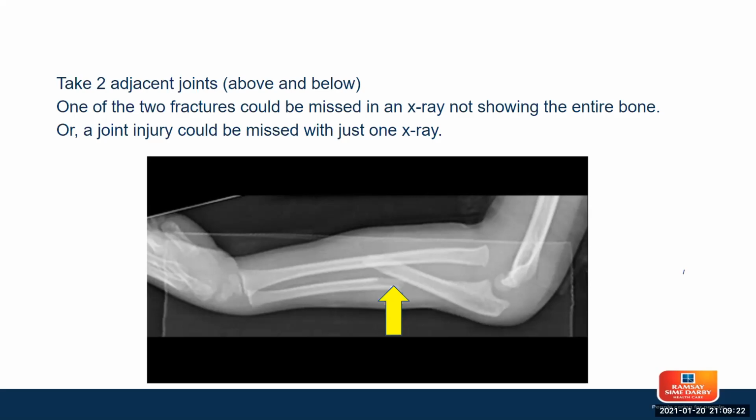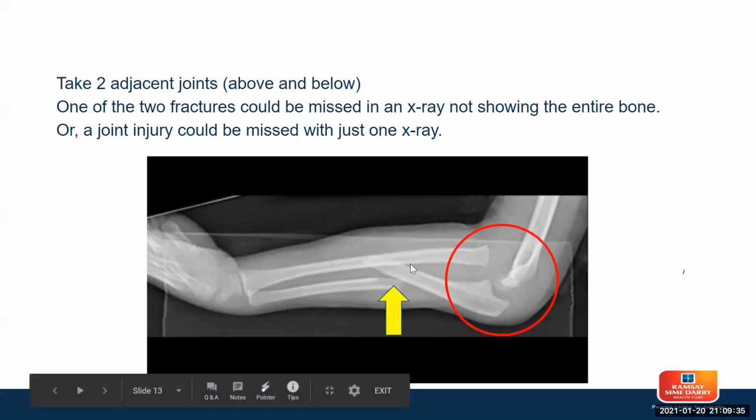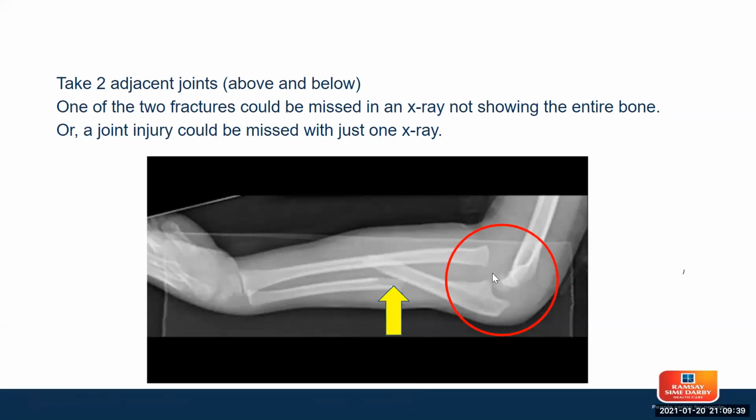So the reason why you take two X-rays is when you look at this, you can notice there's an obvious break in the shaft of the ulna. But if you didn't take an X-ray of the joint above, which is the elbow, you actually won't notice that the radial head is dislocated here. So this is the radial head. It's supposed to sit somewhere inside here, but it's gone upwards. If you just take one X-ray and miss the other side, you won't really see it. So it's always important to take the joint above and the joint below any fracture.